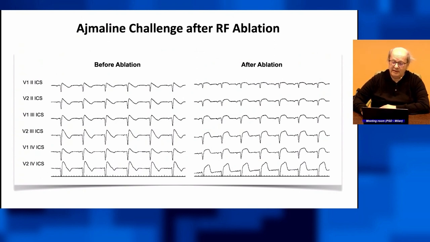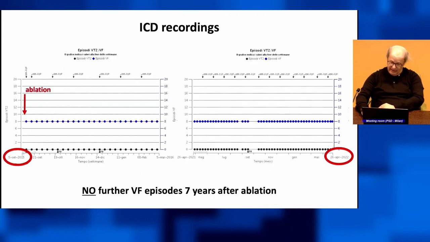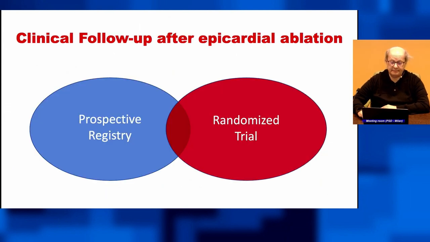And at the end of the ablation, this is the result, the elimination of the pattern before and after ajmaline, and also 4 years later the type 1 pattern is still abolished, and we will see the ventricular arrhythmias in this patient. No further ventricular fibrillation episode has been documented for 7 years.